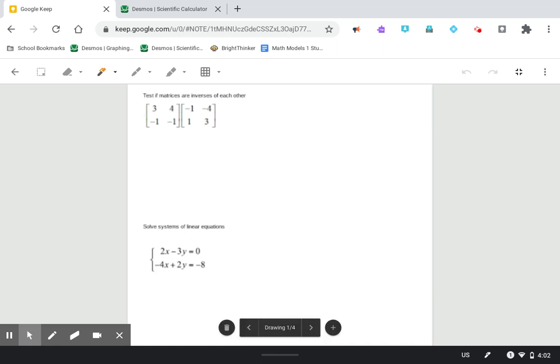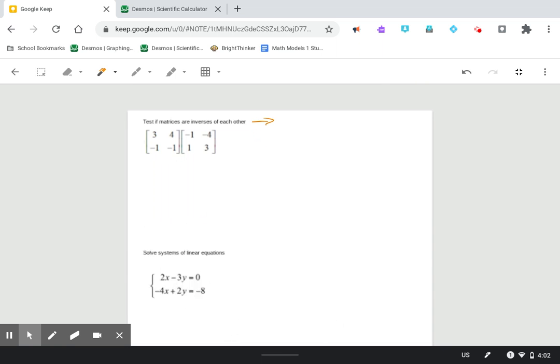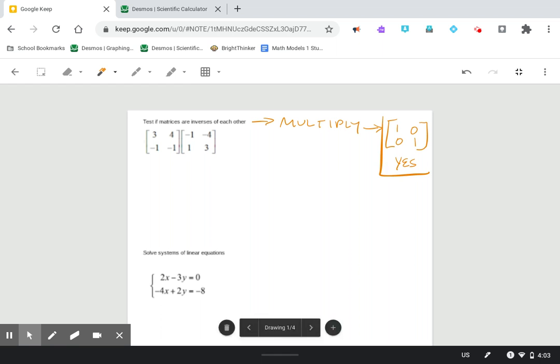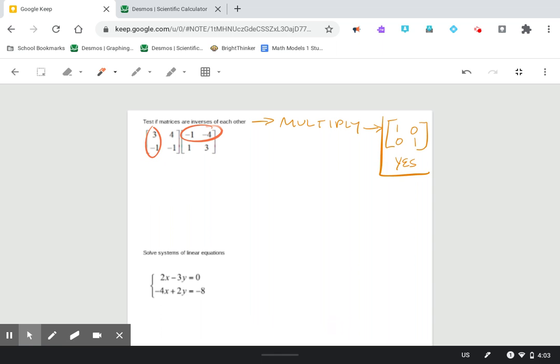Last two are pretty quick. Test if the matrices are inverses. To test matrices are inverses, you need to multiply, and then you need to find out if it ends up being this. If it does, the answer is yes. So here we go. Let's multiply these two matrices together. Row 1, column 1. 3 times -1 is -3. -1 times -4 is 4. Add those together, that is 1.